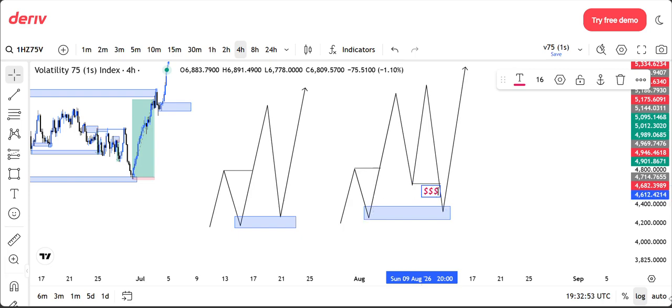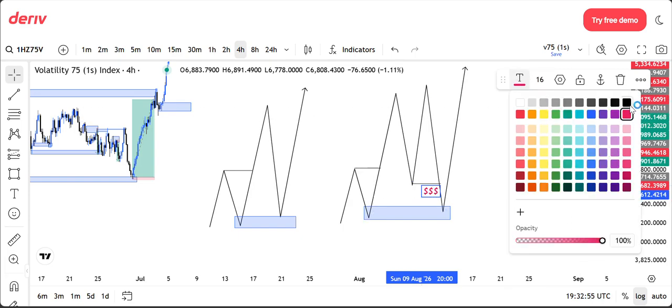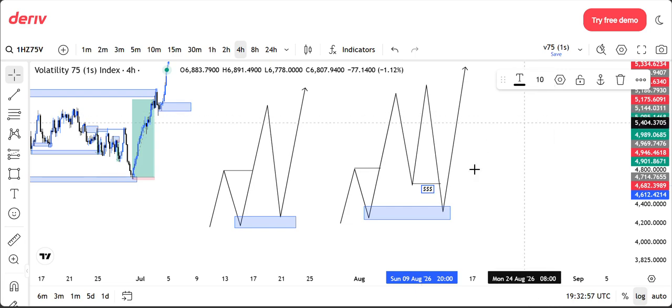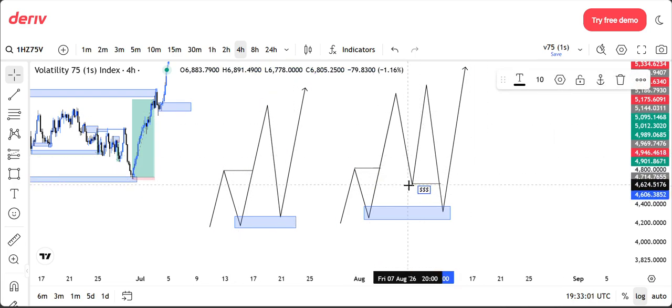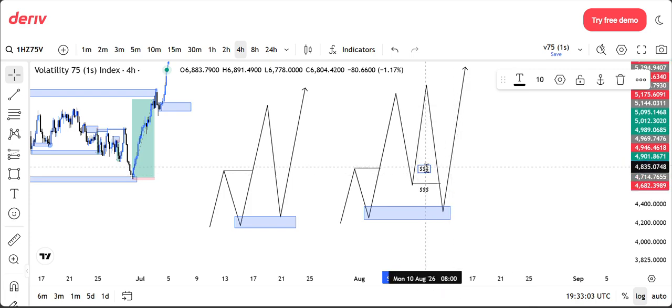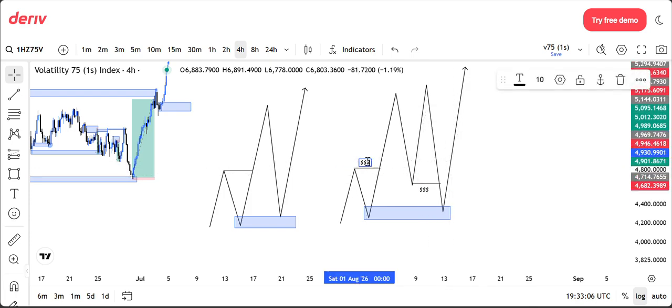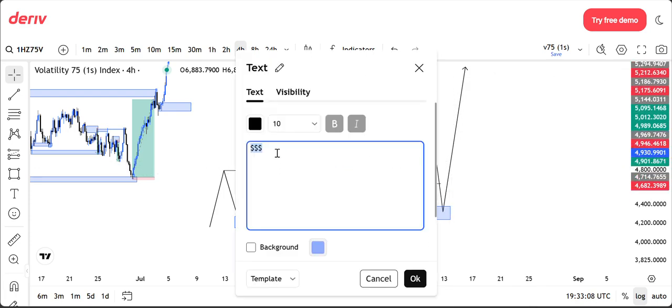Okay, let me reduce this. Let me change this to black. Let's reduce this to 10. Okay, so here we have inducement, but here there's no inducement. And then of course here we have a break of structure. Break of structure, BOS.